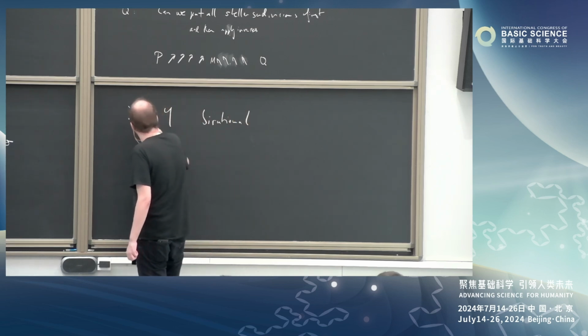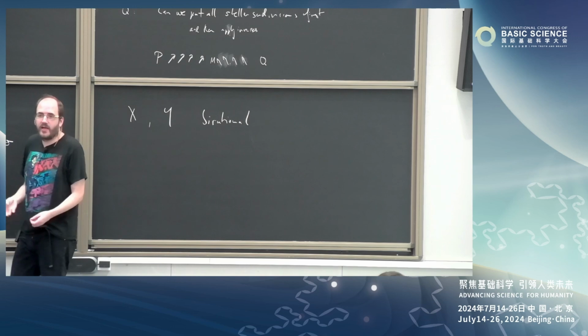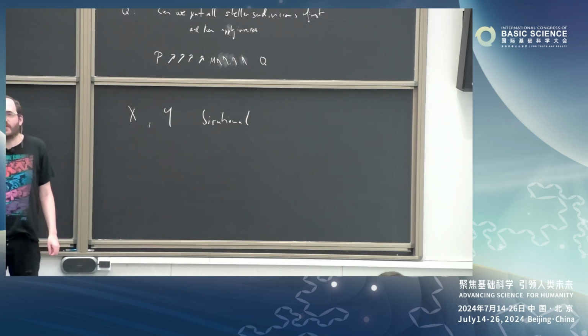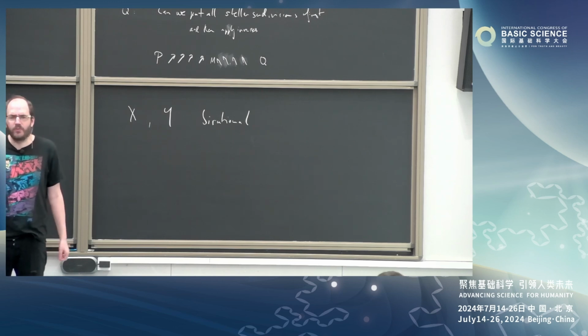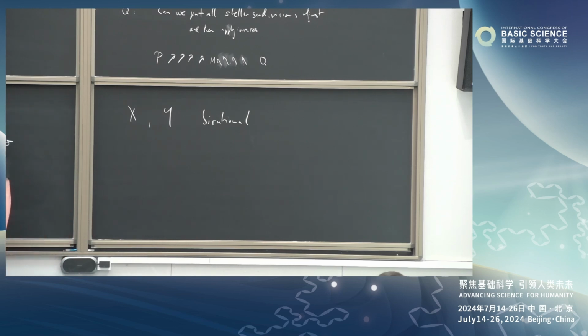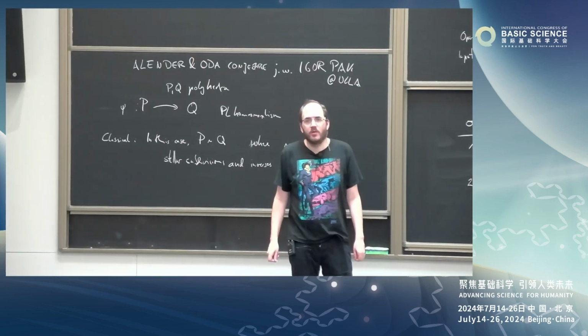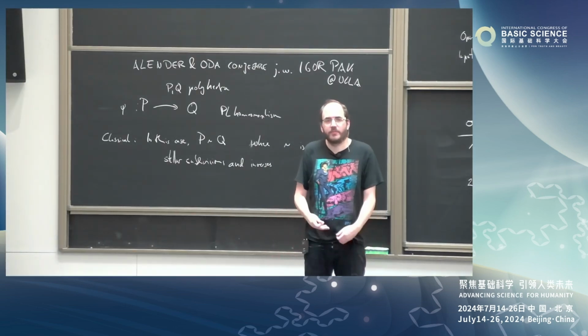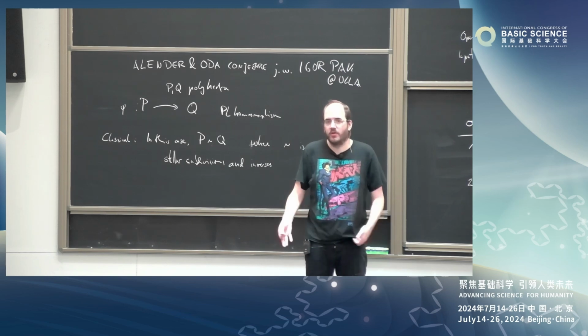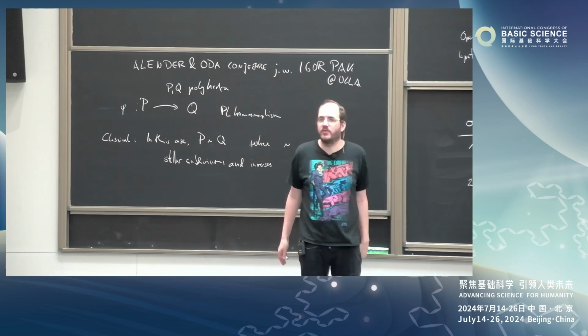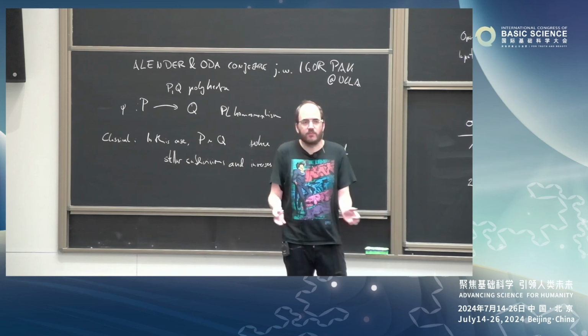Under which conditions are they related by these kinds of local moves, by analogous moves? What would be the analog of the stellar subdivision? Well, the stellar subdivision would correspond to a blow-up. So the stellar subdivision is the inverse of a blow-down, or rather, the blow-down is the inverse of a stellar subdivision. That's what you should think about.